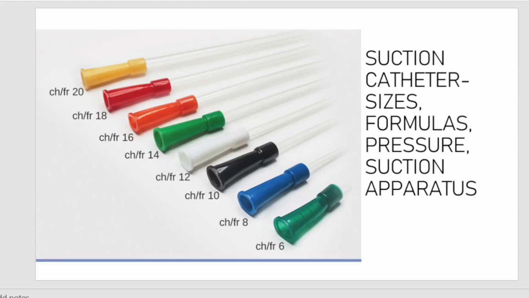Next one is suction catheter. So many questions are asked from the suction catheter and its sizes, formulas, the pressure during the suctioning procedure, and the equipment needed for suction. Suction catheter is a flexible tube used to remove secretions, mucus, and fluids from the airway of the patient to maintain a clear airway and prevent aspiration. And what are the uses? It is mainly used in nasopharyngeal suctioning, tracheostomy, and endotracheal suctioning.